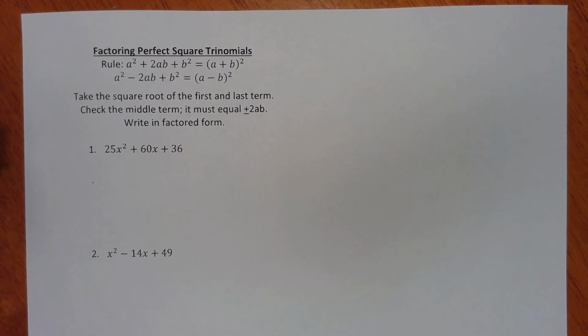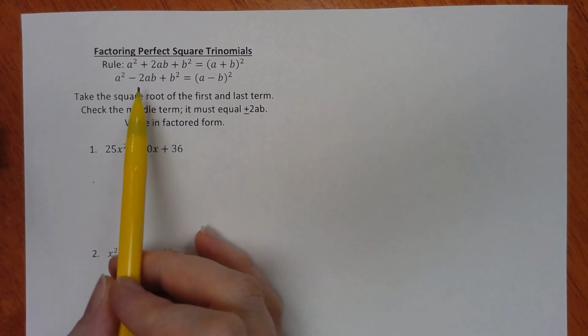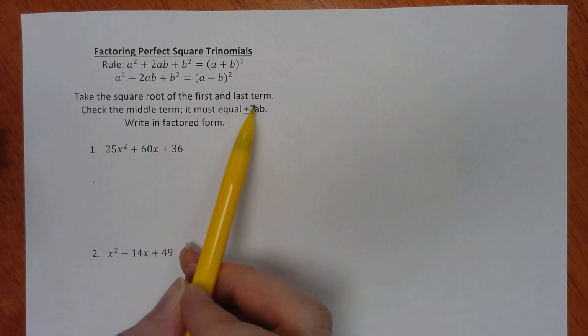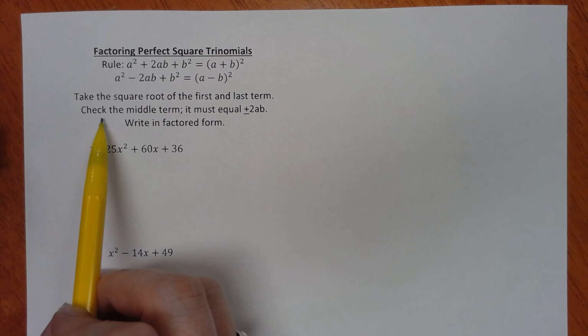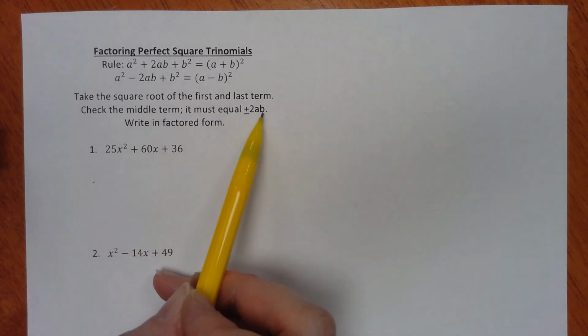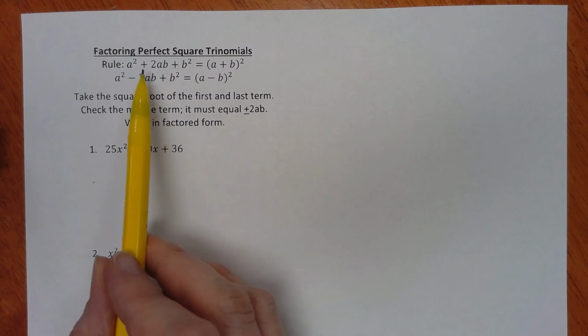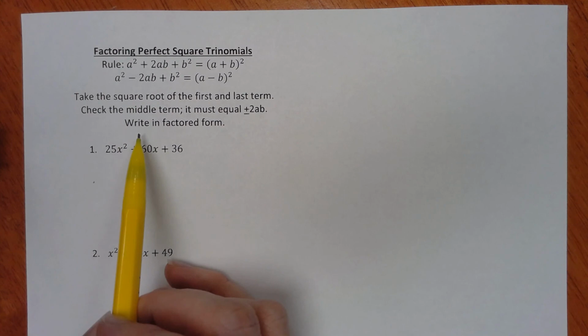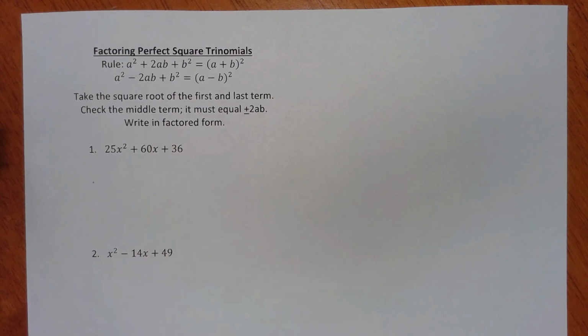In this lesson, you will learn to factor perfect square trinomials. So you will follow the rule for factoring perfect square trinomials by taking the square root of the first and last term. Always check the middle term. It must equal 2 times a times b, and the sign depends on that middle term of the trinomial. You will write your answer in factored form.